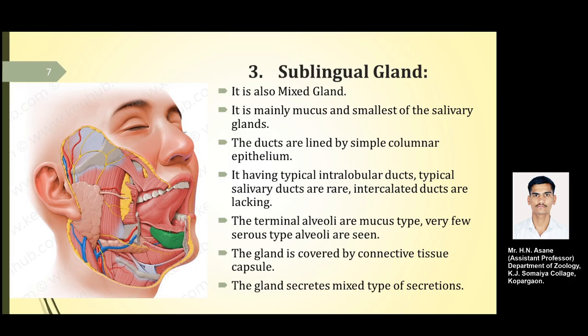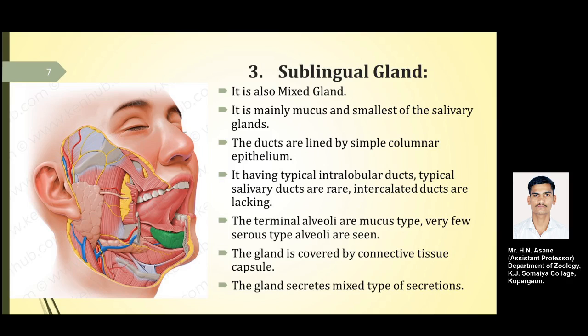The gland is covered by a connective tissue capsule. The gland secretes a mixed type of secretion, that will be some granules plus mucus, and the watery type of saliva. So the sublingual gland is the mixed type of gland in man, and it is the smallest one. The serous ducts are called the ducts of Rivinus. The ducts are lined by simple columnar epithelium, as I said.